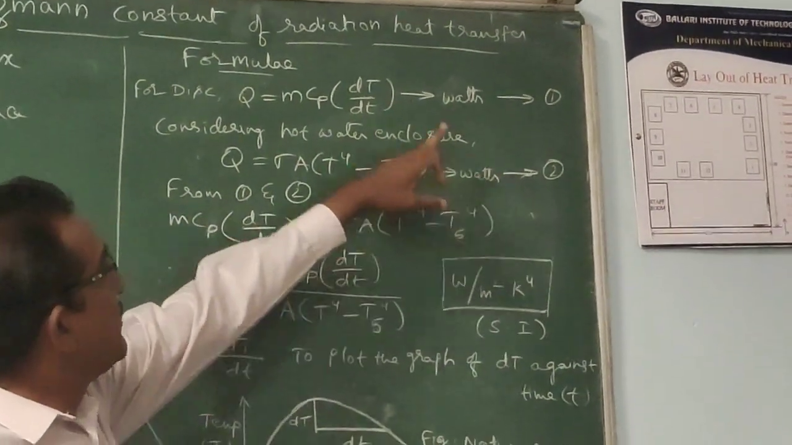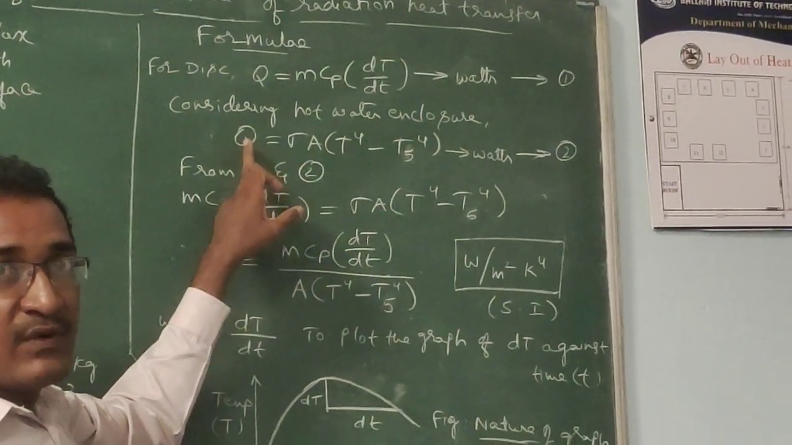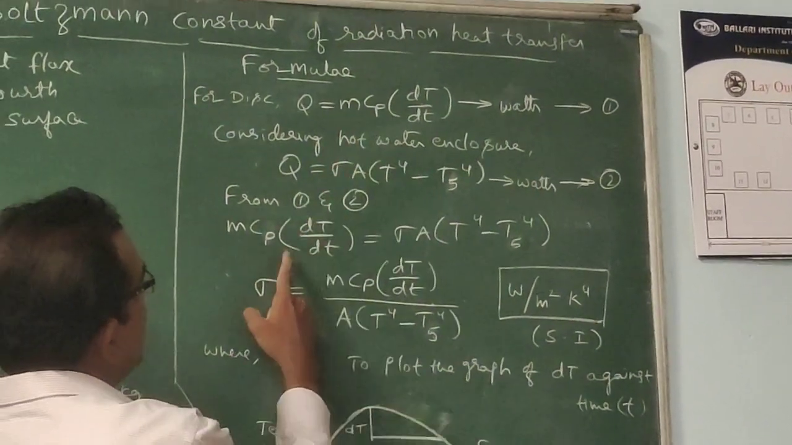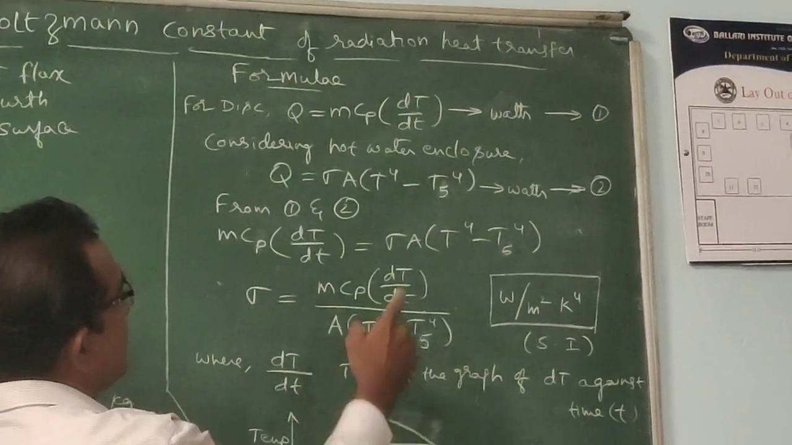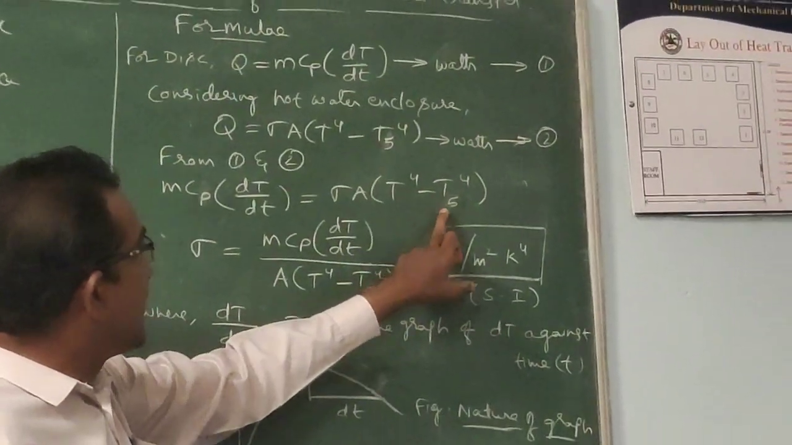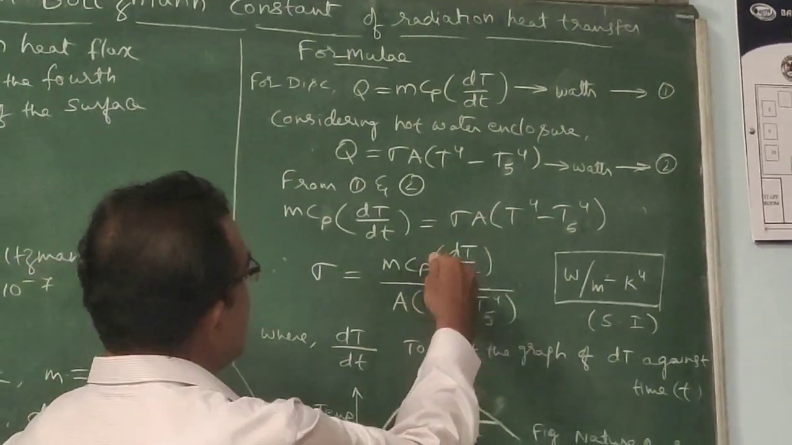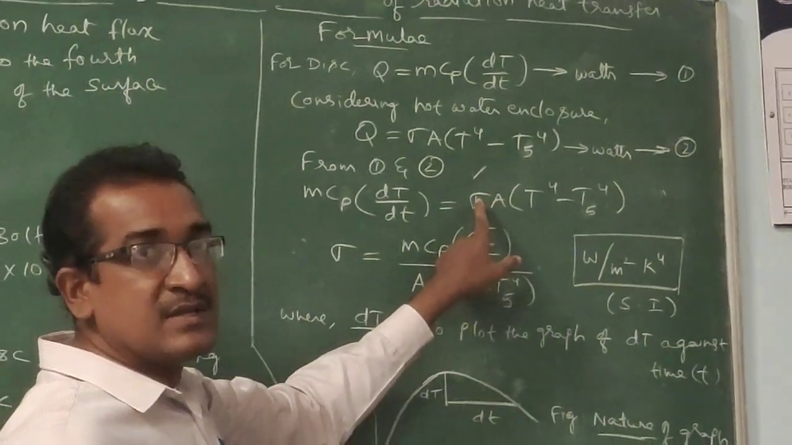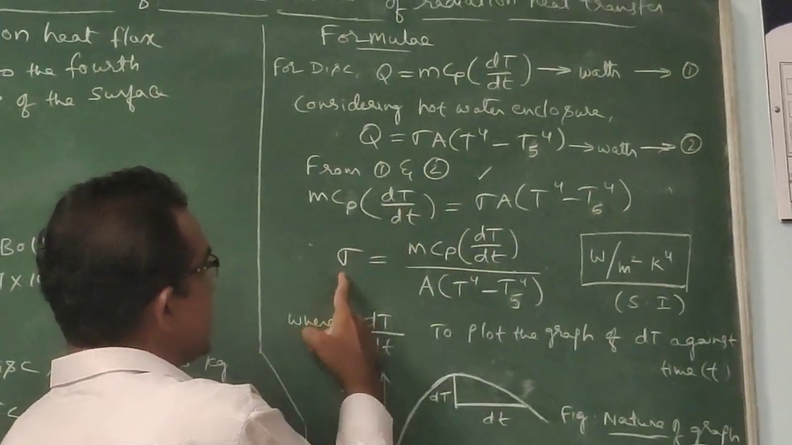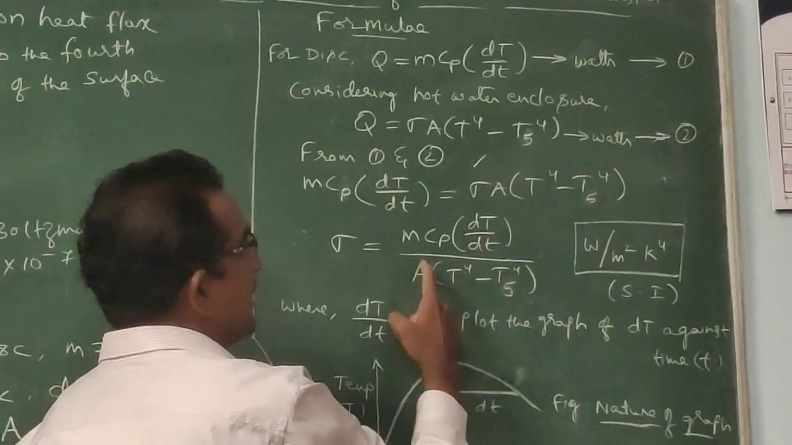Say equation 2. Since the left hand side is Q in both, we will equate equations 1 and 2. So from 1 and 2 we get m Cp dT by dt is equal to sigma A into the bracket of T power 4 minus T5 power 4. From this we are going to find out sigma. From the above equation, sigma is given by this term in the numerator and this entire term in the denominator.